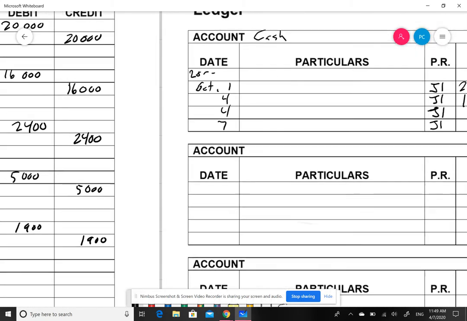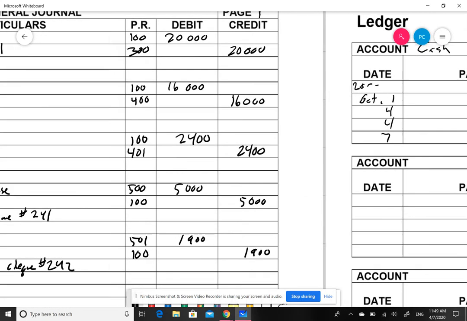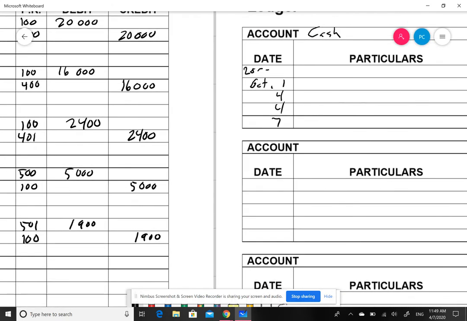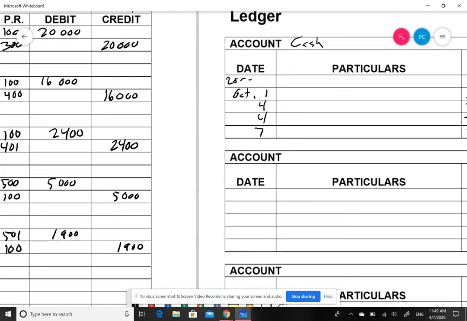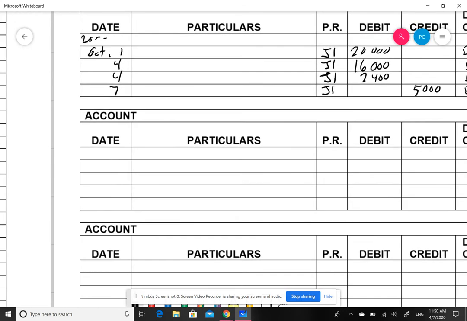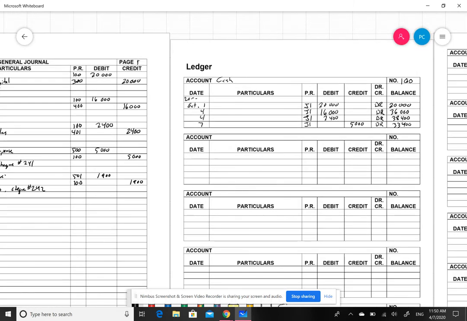Now, as I said, there's only one side represented. Usually these ledgers would be in order. You'd have all your asset accounts in order. So here you'd have your 100, 101. This would be 101, this would be 102, and so on. We're not going to do that, just for example's sake.